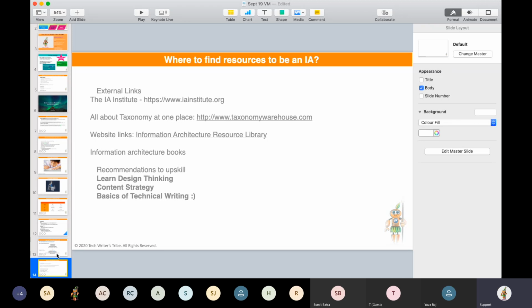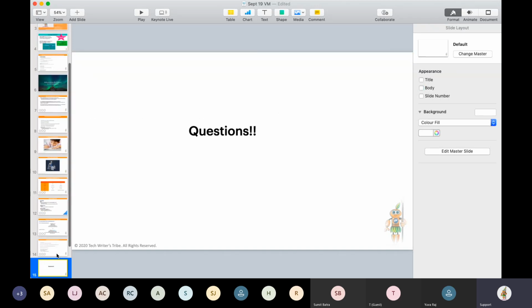You're going to be an information architect of a technical documentation team. So for that, the first thing we should know is basics of technical writing. Once you have done that, grow yourself with other skills, and I'm sure you can be an IA. So I think that's all I had.